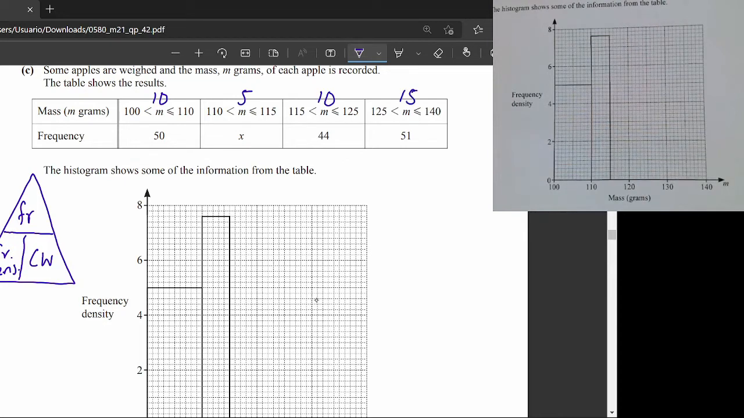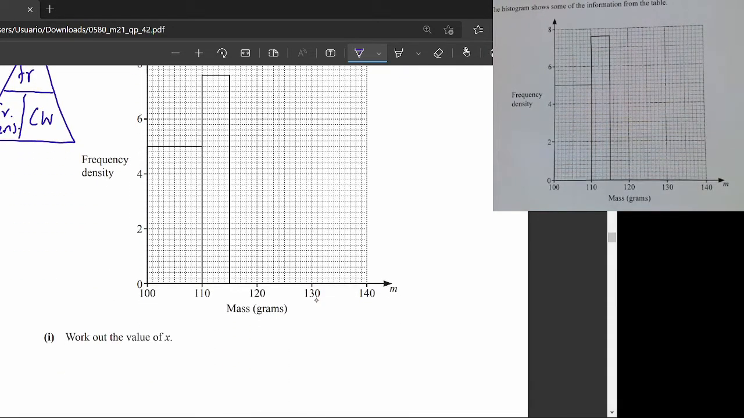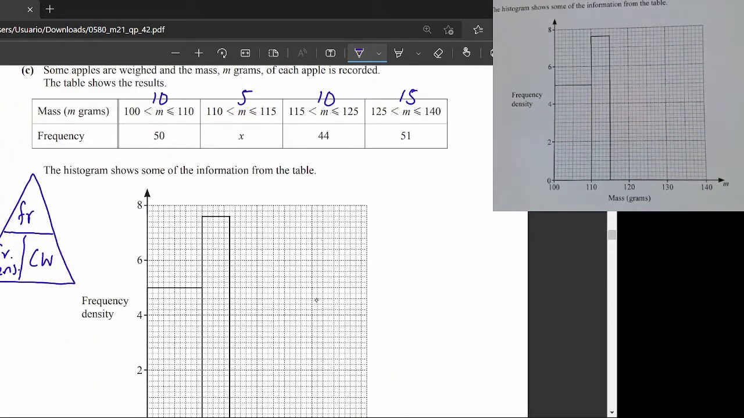Don't confuse this with the previous question where we had a similar group frequency table, and we used the midpoints to calculate the mean. Here we use class width. Right, so for question number 1, work out the value of x. We look at that. The value of x is the frequency. So to work it out, we need to take the frequency density times the class width.